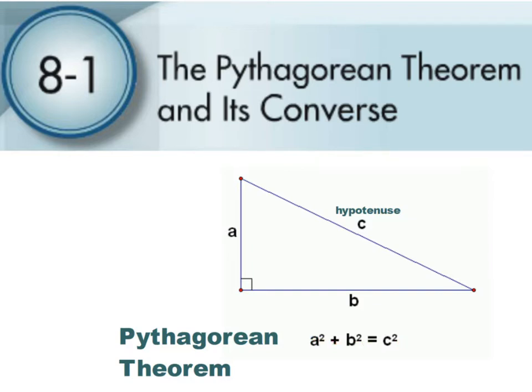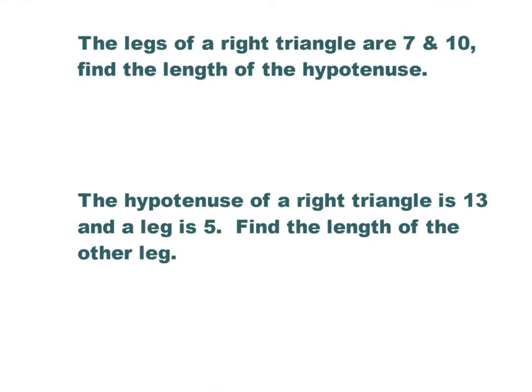A and b are your two legs, and c is your hypotenuse, that longest side that's across from the right angle. So what this is saying is if I take this leg and I square that length, plus this leg squared, it will equal the hypotenuse squared. All right, so let's see if we can use that to find some missing lengths.